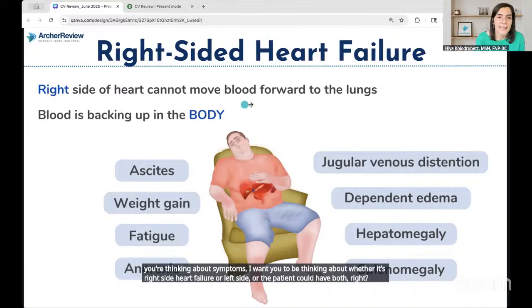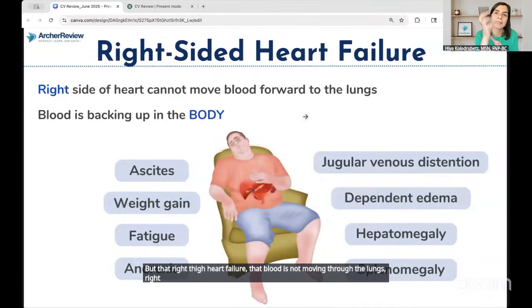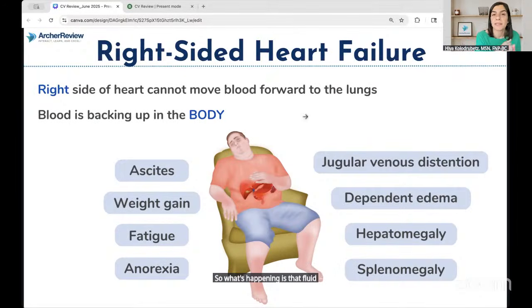With right side heart failure, the blood is not moving through the lungs well. It's that right side of the heart that's failing, or it's a little tight, not contracting well, or the muscles are beefed up. So what's happening is that fluid is backing up into the body. Those are the signs and symptoms that we're going to see.